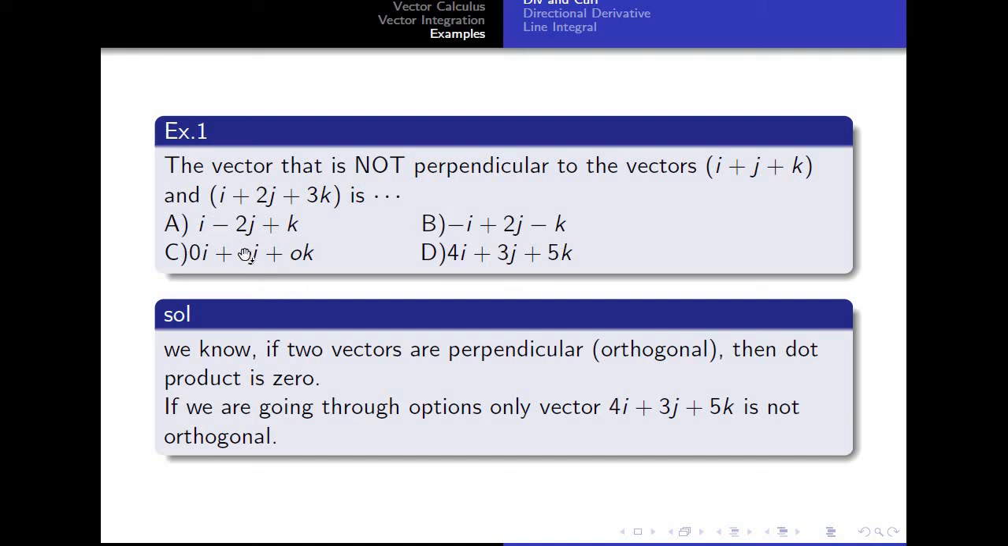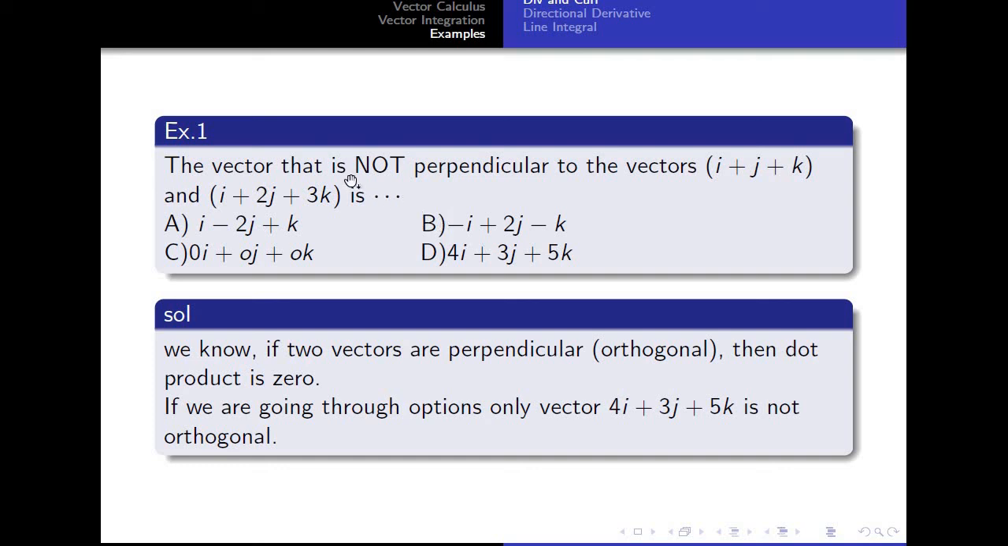Remember that the zero vector is always perpendicular to every vector. Therefore, no need to check it. Now for the last option: 4 plus 3 plus 5. So 4 plus 3 is 7, 7 plus 5 is 12. This is not 0. Therefore this is not perpendicular, and our answer D is correct. We know this property of the dot product for perpendicular or orthogonal vectors. D is our correct option.